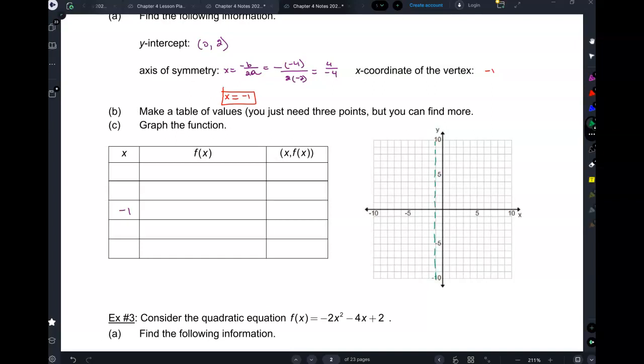Now, once you have the axis of symmetry, pick a side, either left or right. You're going to pick 2 numbers, just 2 numbers, either 2 from the left or 2 from the right. Me personally, I like smaller numbers myself. So here I'm going to choose 0 and 1. Okay? You could also choose negative 2 and negative 3.